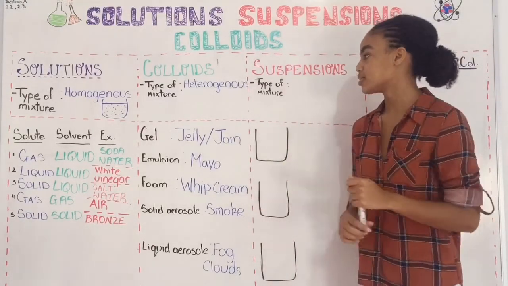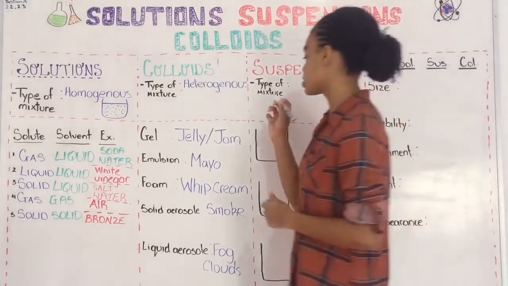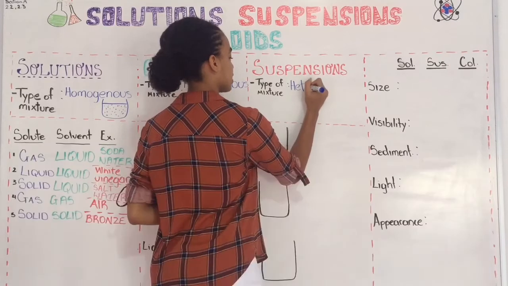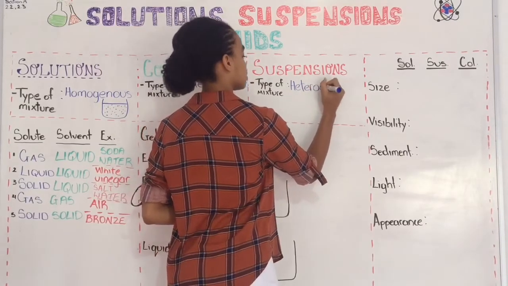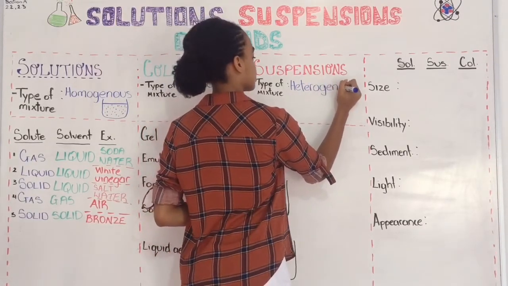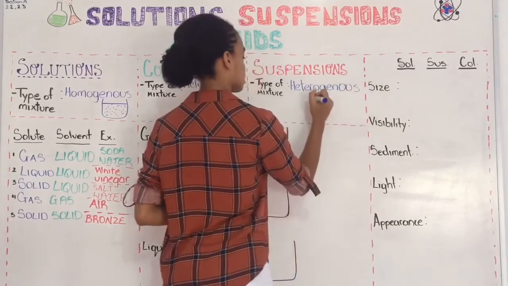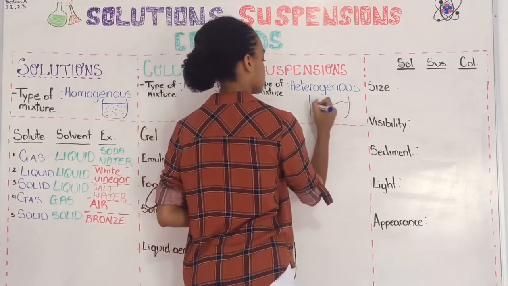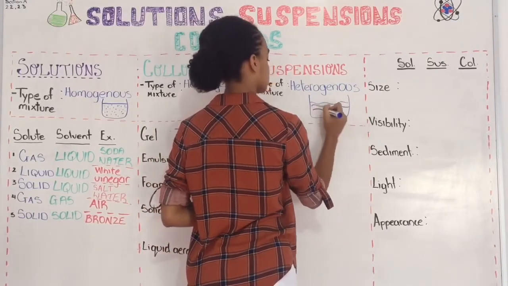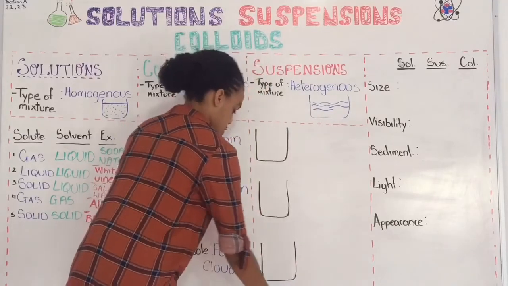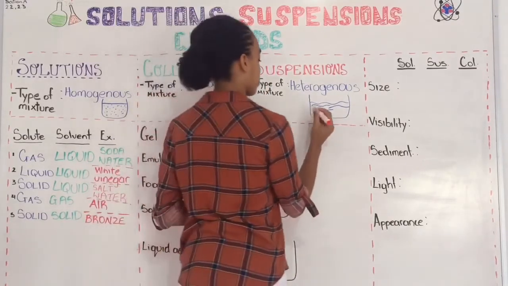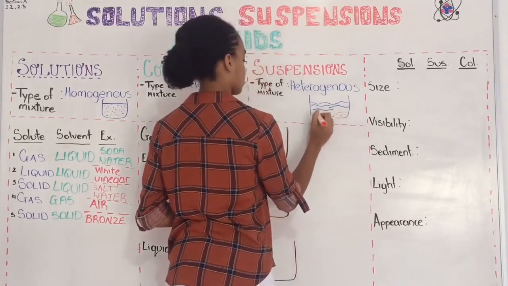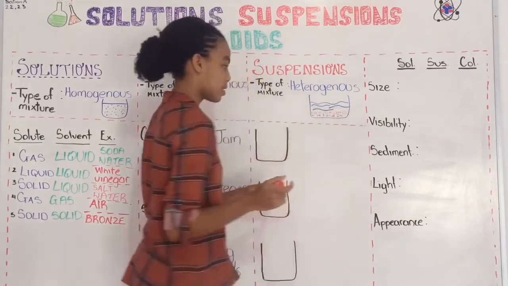Okay, suspensions. Suspensions are also heterogeneous mixtures. The component parts are easily distinguished. An example of this would be throwing some dirt in some water, and you see the dirt settling at the bottom of the container. So that's our example of our suspension.